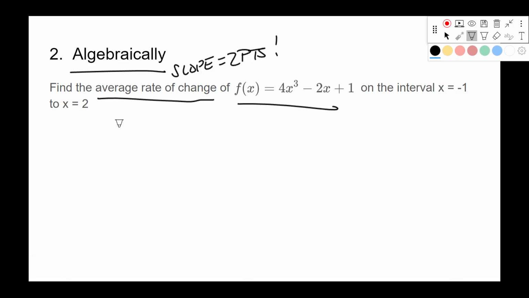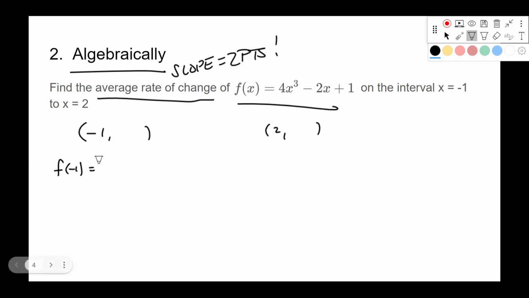To find the slope, I need 2 points. Well, I have 2 x values. They're not points, but they're x values. And I can find the y values that go with these x values by taking these x values and substituting them into this function.